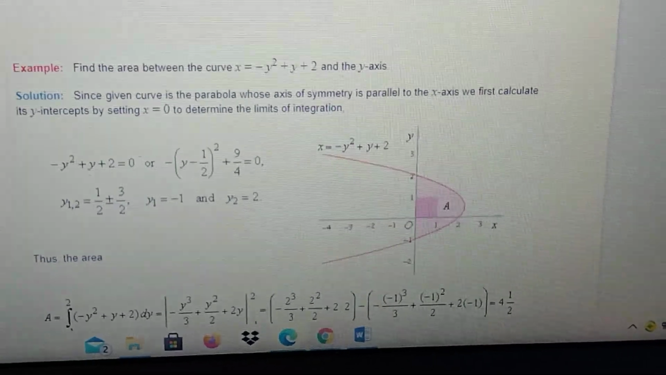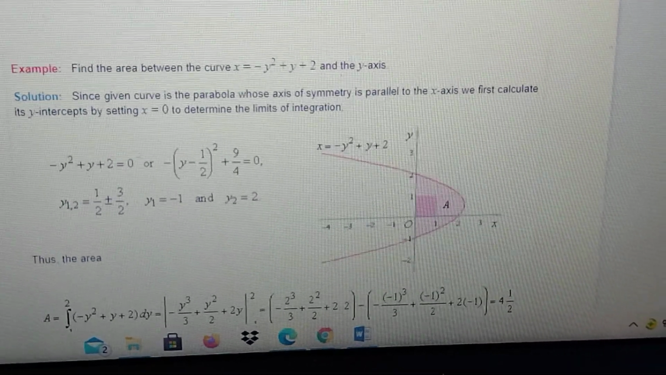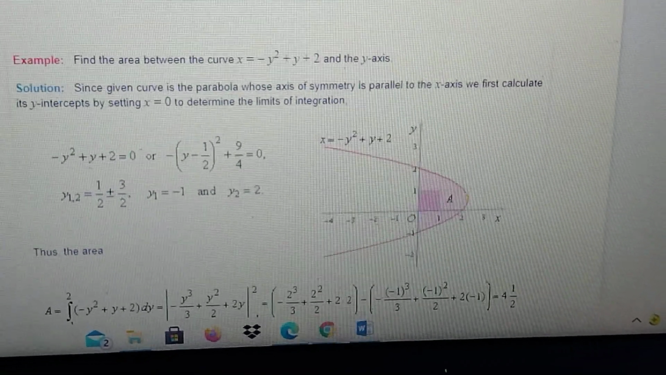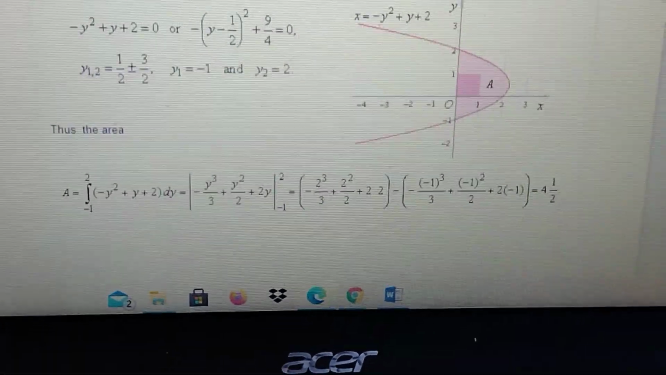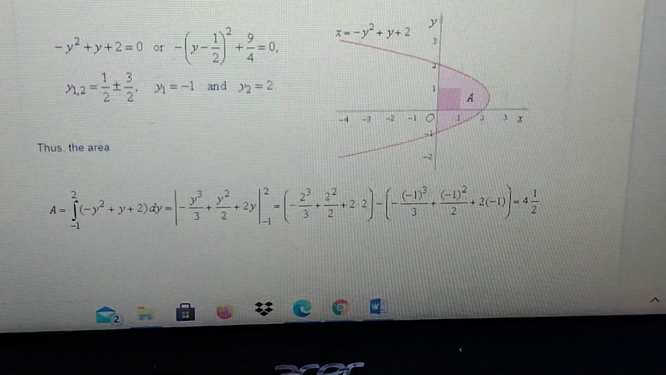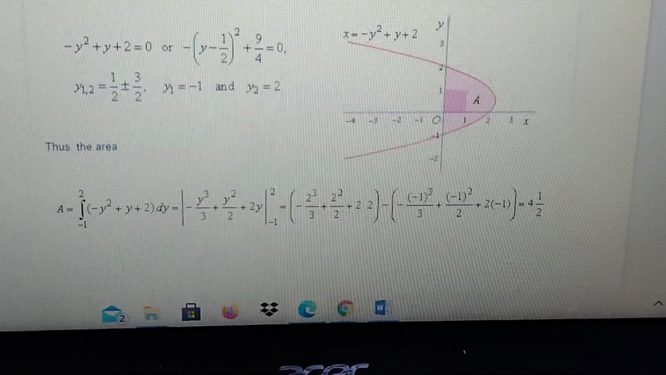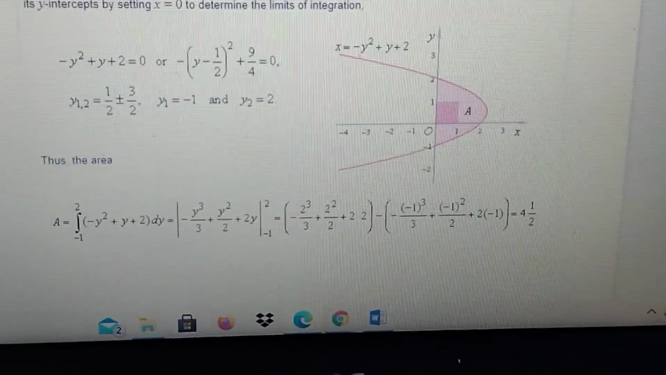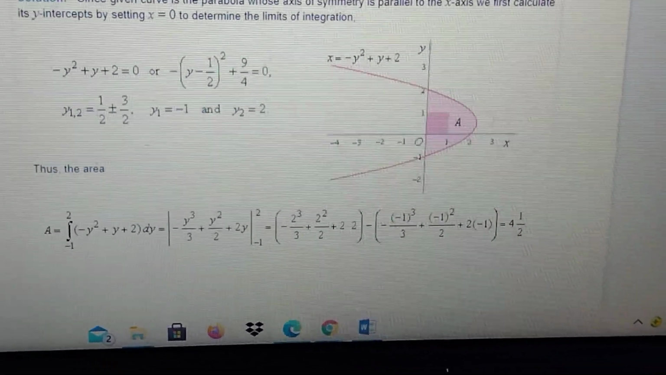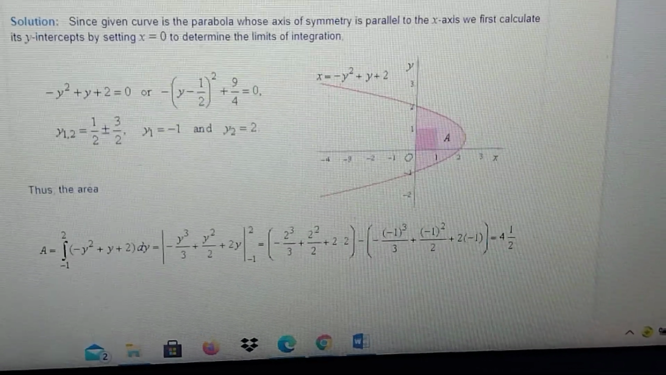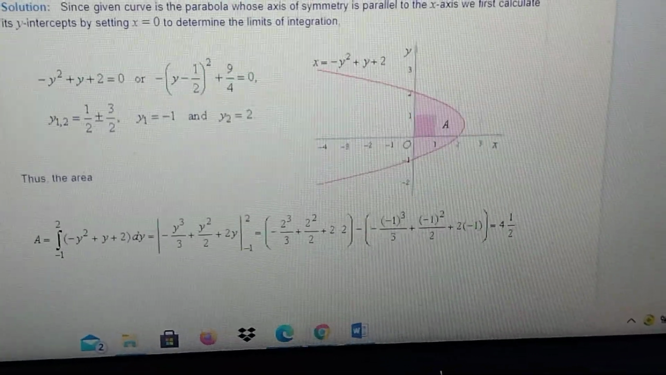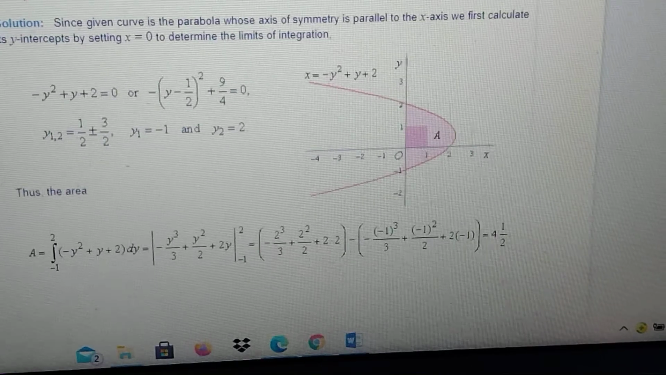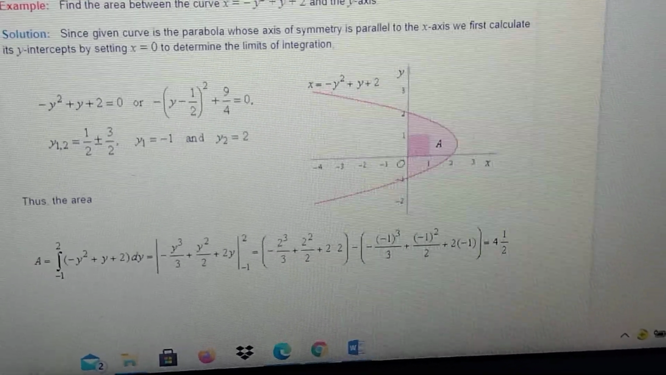Meaning to say, those are your limits of integration. The smaller value comes first as the value of a, and the larger one is b. So it follows that a equals negative 1 and b equals 2. Now, using the formula in solving for the area, you have the area equals the integral of negative y squared plus y plus 2 dy from negative 1 to 2. Take note, in your limits of integration from a to b, a must be smaller than b. It cannot be that the lower limit a is larger than b. So, by evaluating the area, we have 9 over 2. Meaning, this shaded part from negative 1 to 2 has an area of 9 over 2 square units.